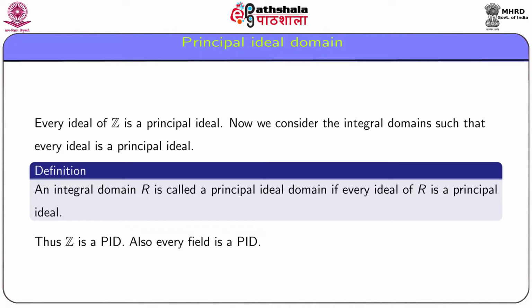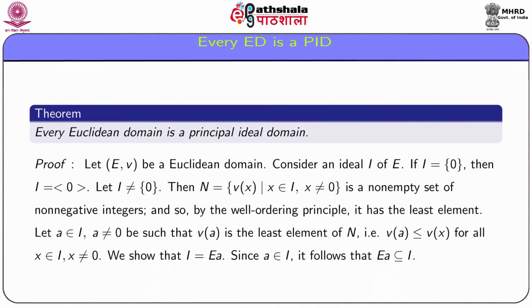You know that the ideals of Z are of the form nZ, that is generated by some n. In other words, every ideal of Z is a principal ideal, and hence Z is also a PID. And in the 5th chapter, I have proved that if F[x] is a polynomial ring over the field F, then every ideal is a principal ideal, and hence the polynomial ring over a field F is a principal ideal domain.